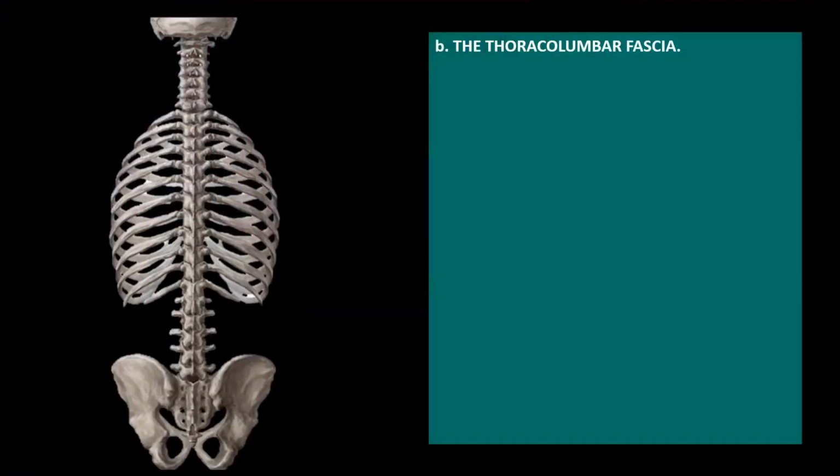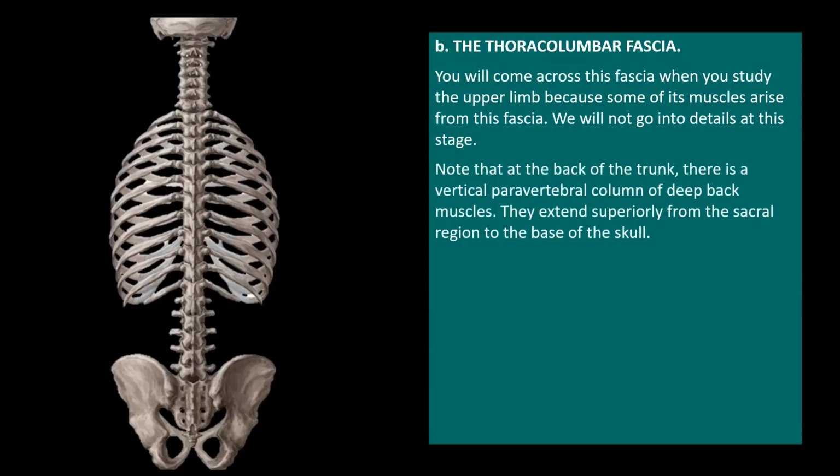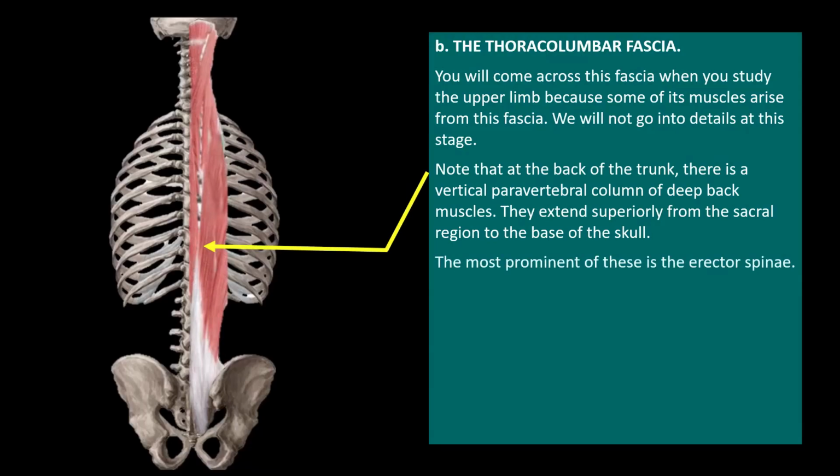B. The thoracolumbar fascia. You will come across this fascia when you study the upper limb because some of the muscles arise from this fascia. We will not go into details at this stage. Note that at the back of the trunk, there is a vertical paravertebral column of deep back muscles. They extend superiorly from the sacral region to the base of the skull. The most prominent of these is the erector spinae.